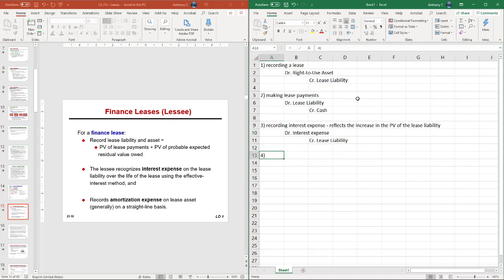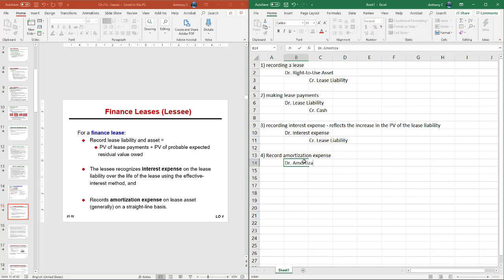The final journal entry we'll make is to record amortization expense. The idea here is when we first recorded the lease, we capitalized the asset, so the right to use asset. Over time, as we use this asset, we're then going to expense it. It's called amortization expense here instead of depreciation expense, like when we purchase an asset, because with a lease, we just have the right to use an asset. It's an intangible asset, essentially.